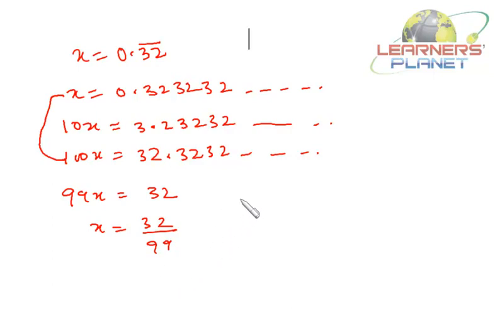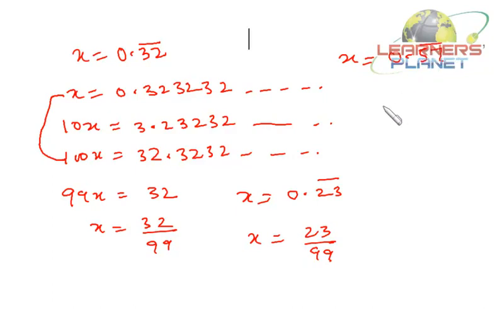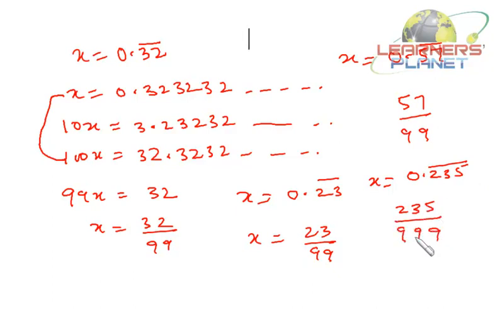Okay, so suppose I take one more example. Suppose x is equal to 0.23 bar, then it will definitely be 23 by 99. No need to calculate. Suppose I have x is equal to 0.57 bar, so it will be 57 by 99. Suppose I have x is equal to 0.235 bar, then it will be 235 by 999. No need to calculate. Okay friends.